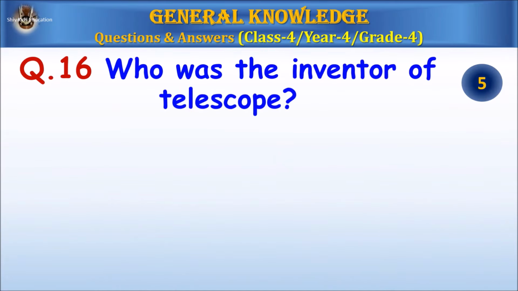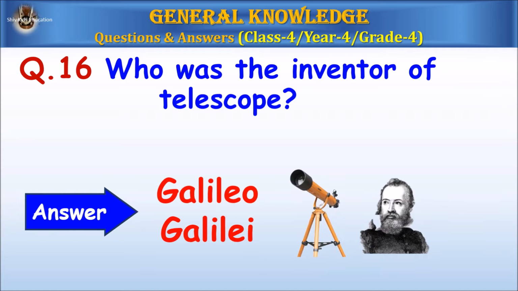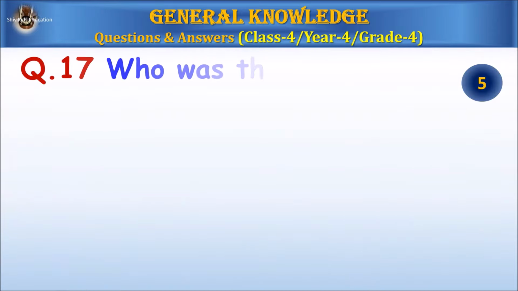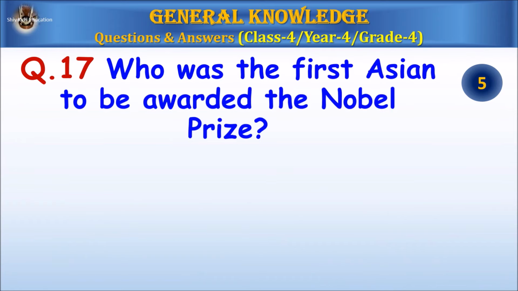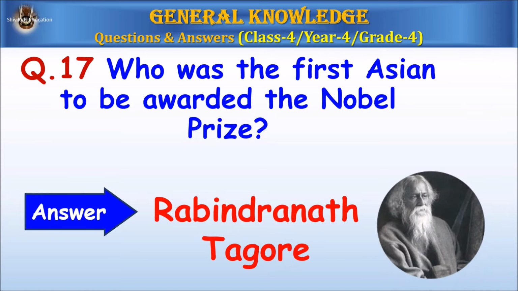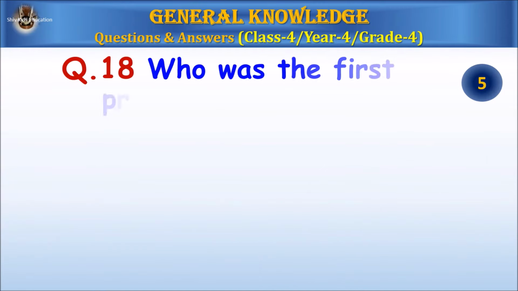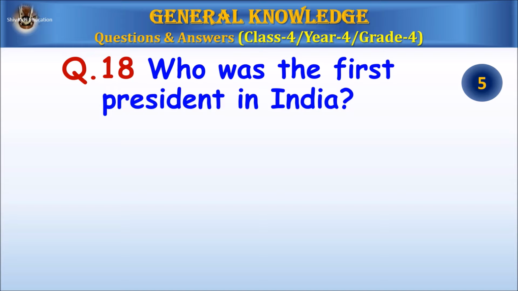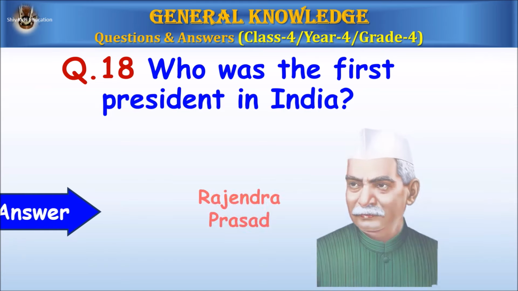16. Who was the inventor of telescope? Answer: Galileo Galilei. 17. Who was the first Asian to be awarded the Nobel Prize? Answer: Rabindranath Tagore. 18. Who was the first president in India? Answer: Rajendra Prasad.